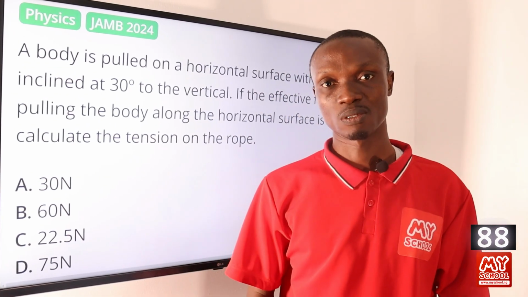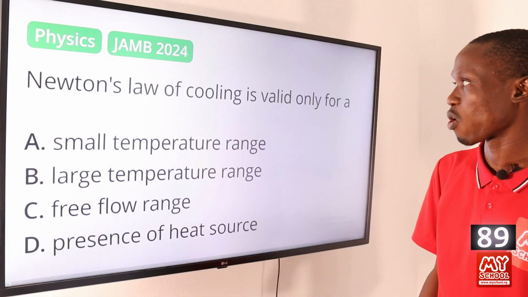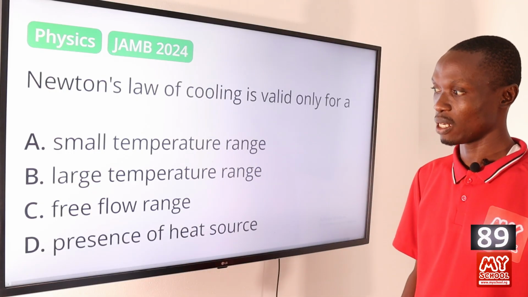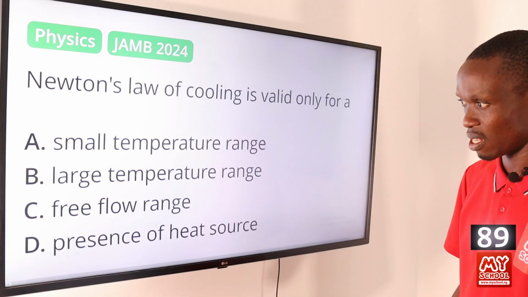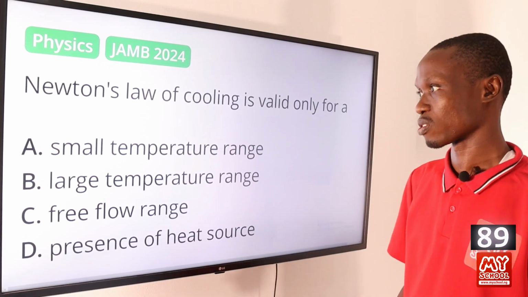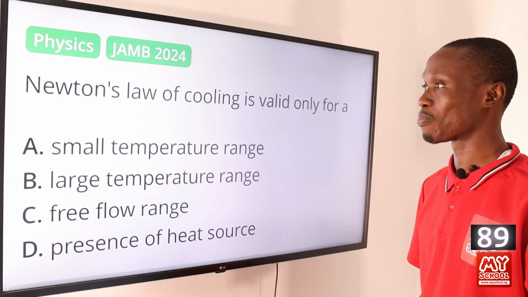30 Newton. Question 89. Newton's law of cooling is valid only for A, small temperature range, B, large temperature range, C, free flow range, D, presence of heat source. So the answer to this question is option A, small temperature range.